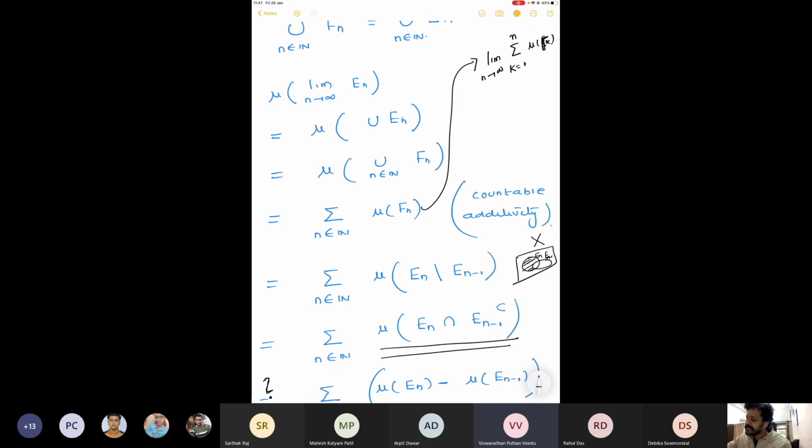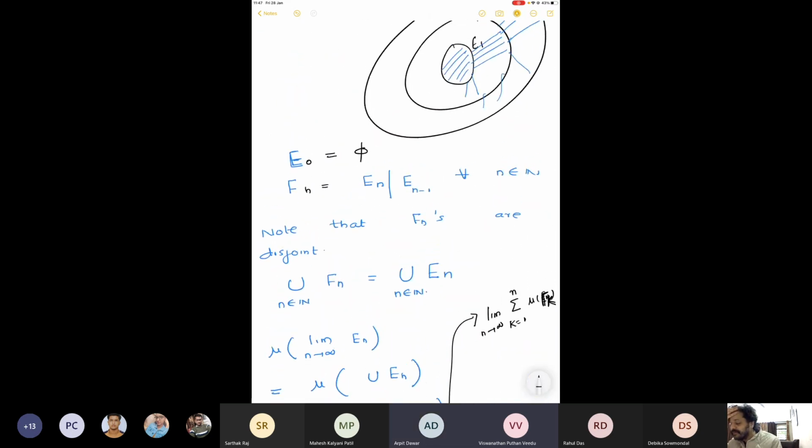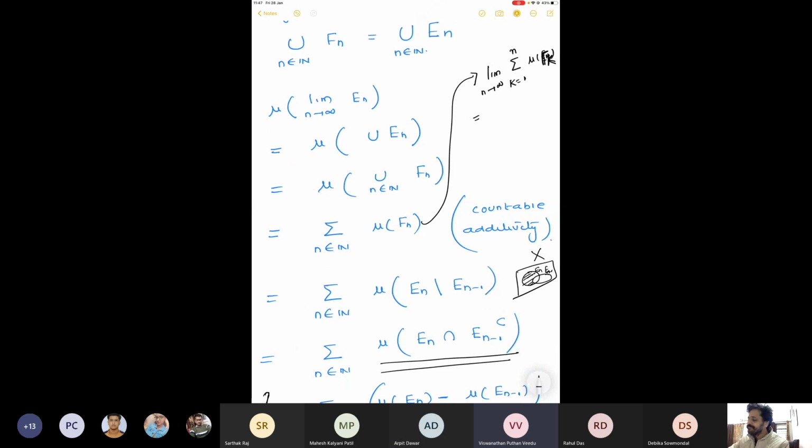So this series, you are writing as convergence of the sequence of partial sums. Now, whether mu of Fn is finite? Yes, sir, we have taken En is finite. The mu of En are finite, right? Okay, next step. That is equal to limit n tends to infinity, countably additive, mu of union Fn. Fk's are disjoint. Yes, sir. Mu of union k is equal to 1 to n of Fk.